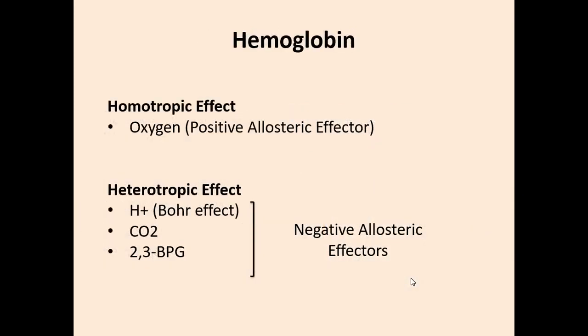Does oxygen have a homotropic or heterotropic effect? Oxygen has a homotropic effect because it affects its own binding. It increases the affinity of hemoglobin towards its own ligand, its own oxygen molecules. Heterotropic effect: protons, carbon dioxide, 2,3-bisphosphoglycerate bind on the regulatory sites which are other than the active sites, and they produce a negative allosteric effect, meaning they decrease the affinity of hemoglobin towards oxygen.